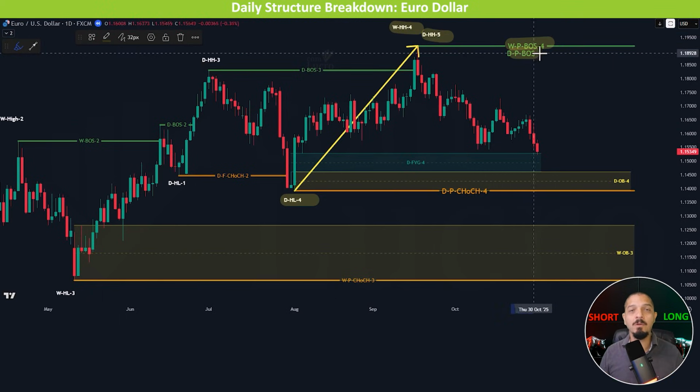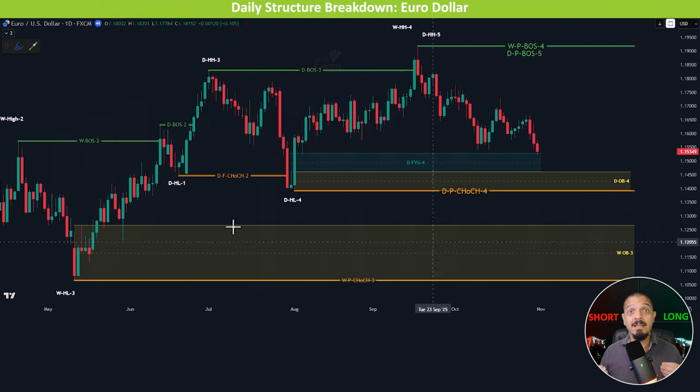At this same level, we also find the weekly possible break of structure number 4 and the daily possible break of structure number 5, both signaling that a potential structural shift may occur if price confirms with continuation.